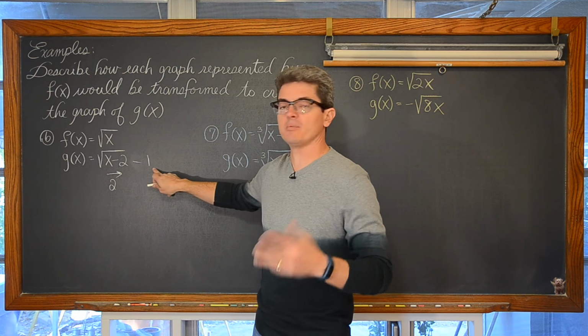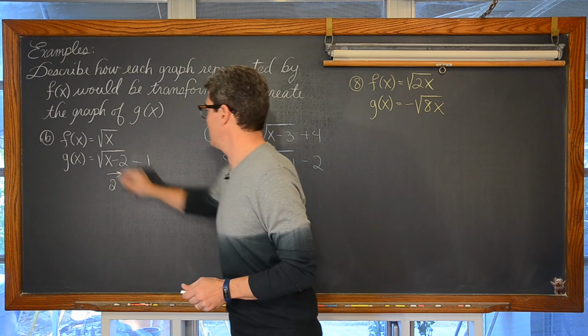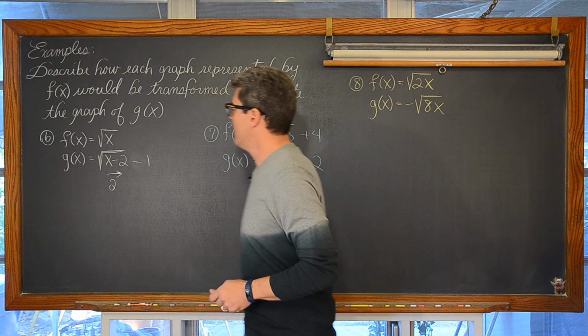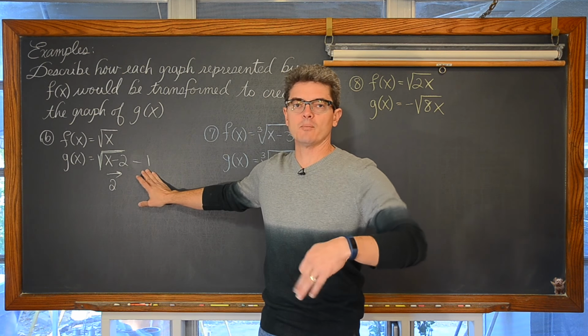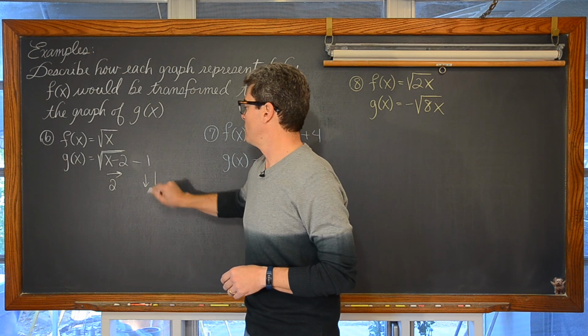And with a plus or minus that's not in our main math function, which again is that square root here, that's going to shift the graph either up or down. It's a -1, so it's going to shift the graph down 1 unit.